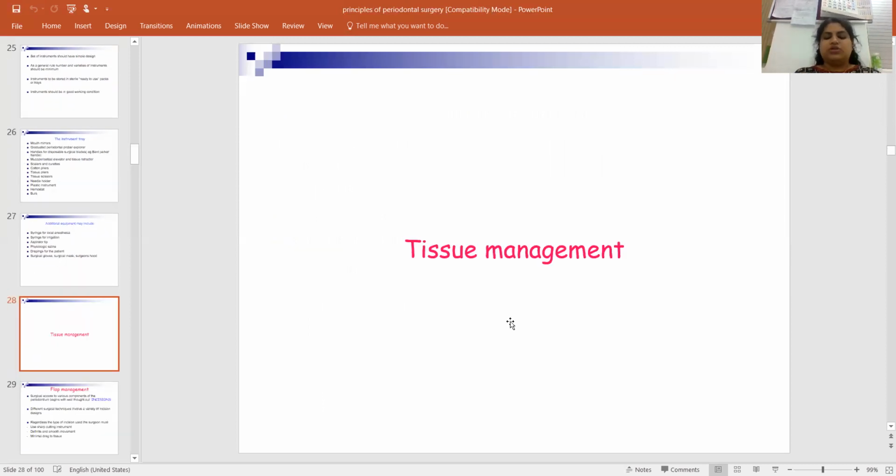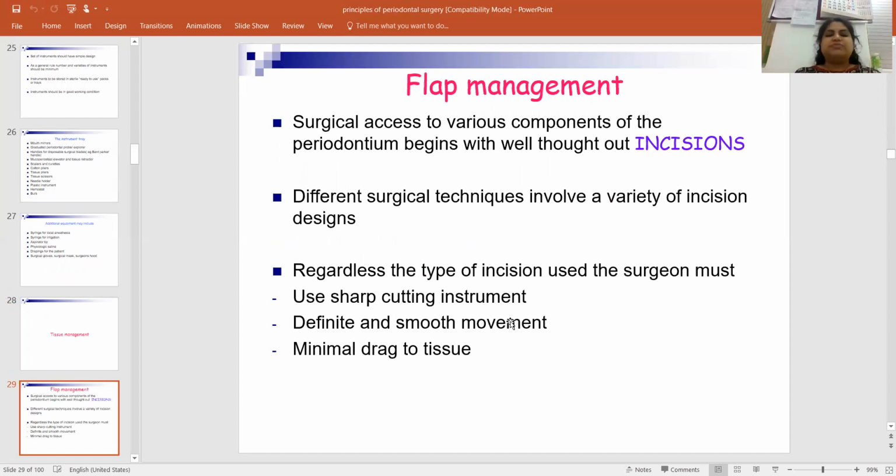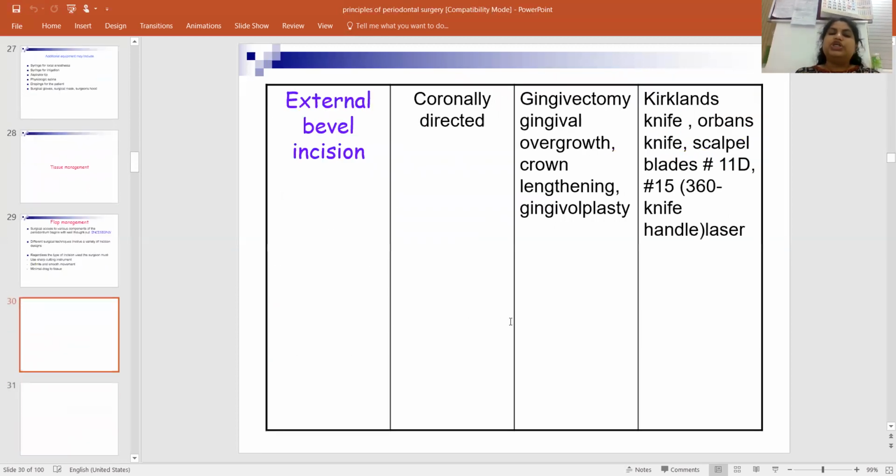So now just come to tissue management. First of all, tissue management includes flap management. Surgical access to the various components of the periodontium begins with well thought out incisions. Different surgical techniques involve a variety of incision designs. Regardless of the type of incision, most surgeons should use a sharp cutting instrument, because a blunt instrument can produce ragged margins and difficulty in healing. Use the knife with minimal, smooth movement and minimal drag on the tissue.